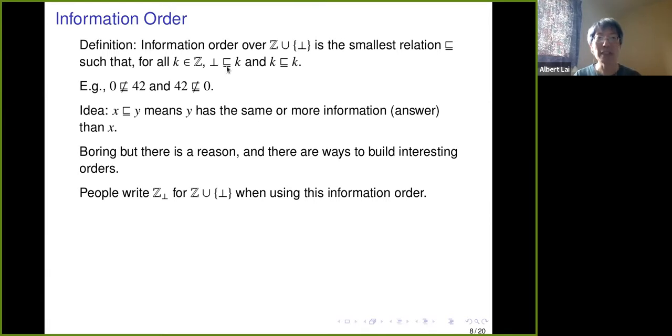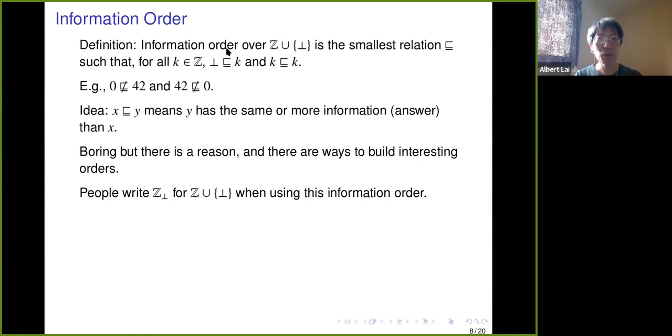Oh, I screwed up. It is not just that, I also want a reflexive transitive closure, because I want bottom to be less than or equal to itself. So it is a very easy fix. Bottom should be less than or equal to itself, but bottom should also be less than or equal to all of the actual integers, and of course not equal to the integers. And also every integer is less than or equal to itself. But what is missing is that different integers are incomparable.